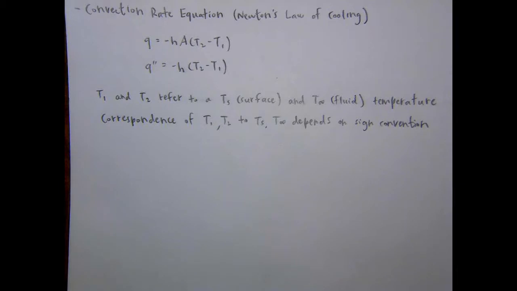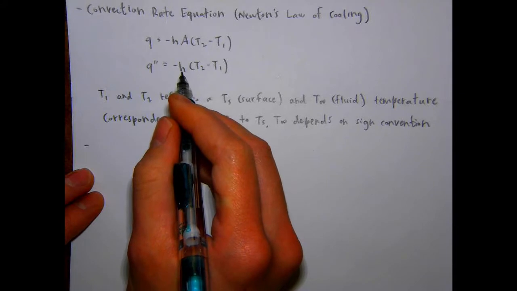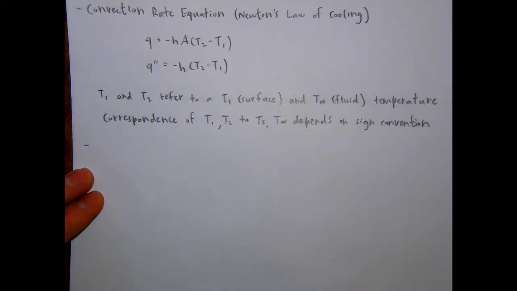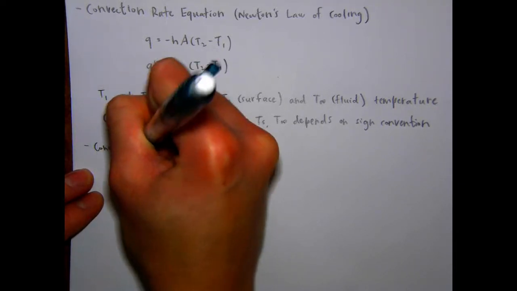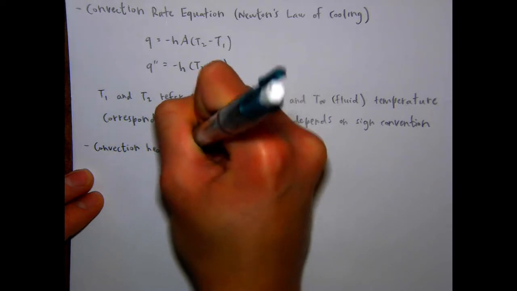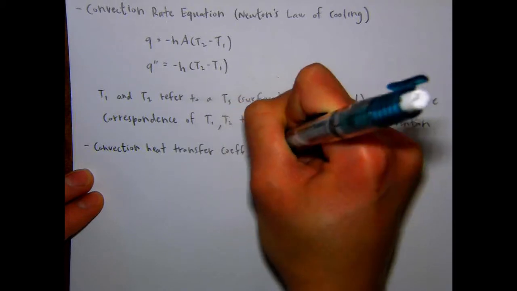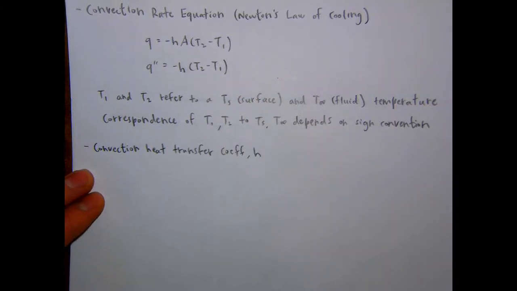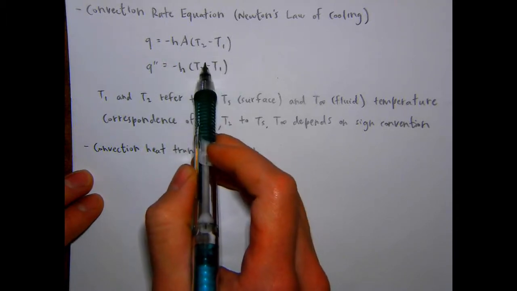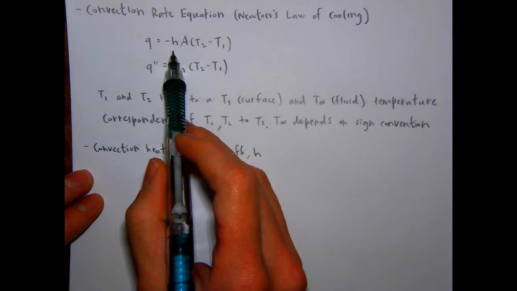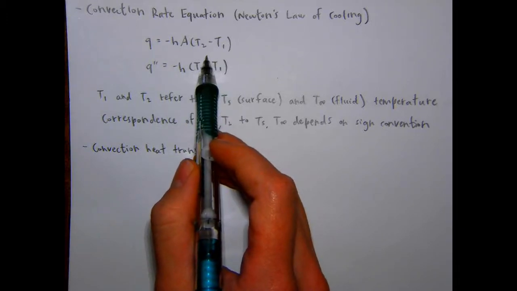Okay, let's talk about this parameter H here. That is the convection heat transfer coefficient. If you'll notice, take a look at this equation. It looks pretty similar to the conduction equation, right? Except we have this H instead of K, and we don't have a delta X on the bottom. We just have a delta T, not divided by anything.